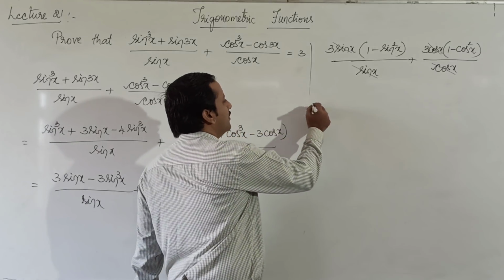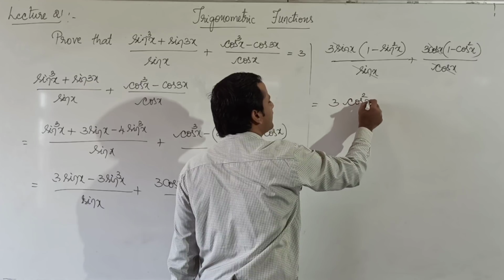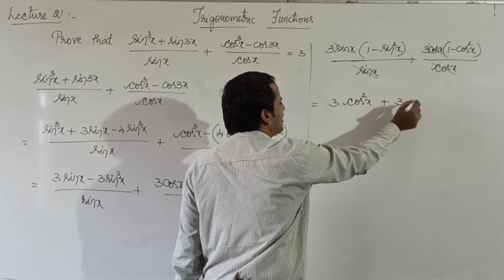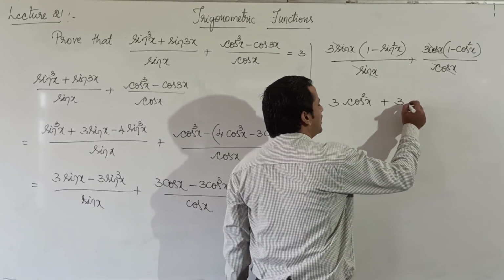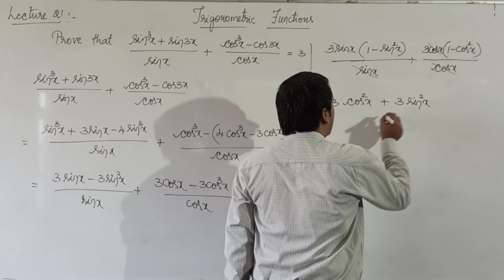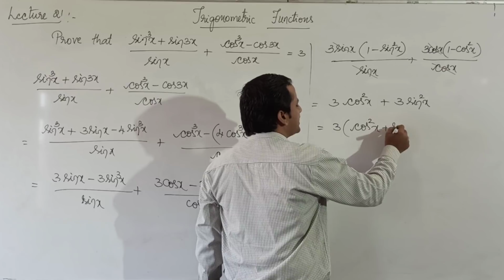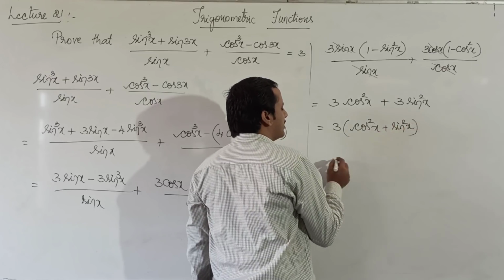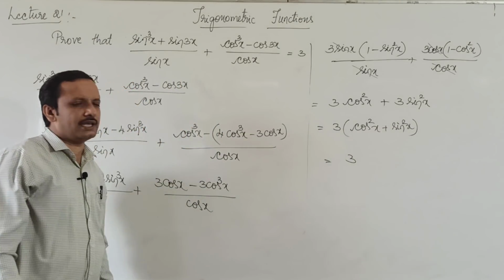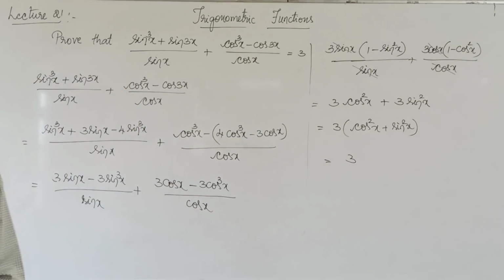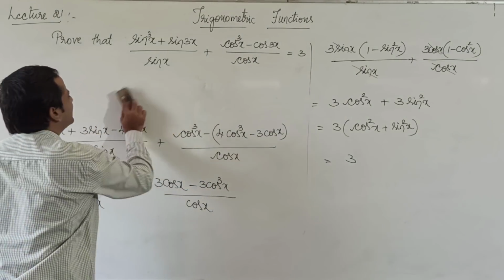Then that's equal to 3 into, what is 1 minus sin square x? 1 minus sin square x is nothing but cos square x, plus 3 into 1 minus cos square x, which is equal to sin square x. I will take 3 as common: 3 into cos square x plus sin square x. Cos square x plus sin square x is 1. 3 into 1 is 3. Okay. Next.